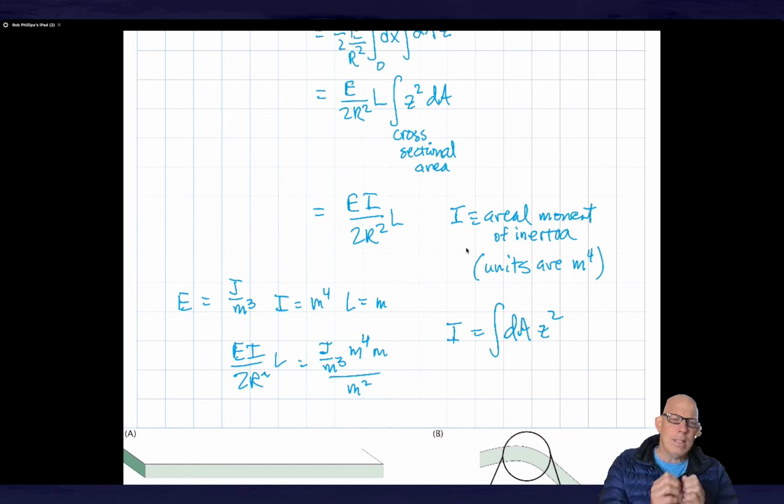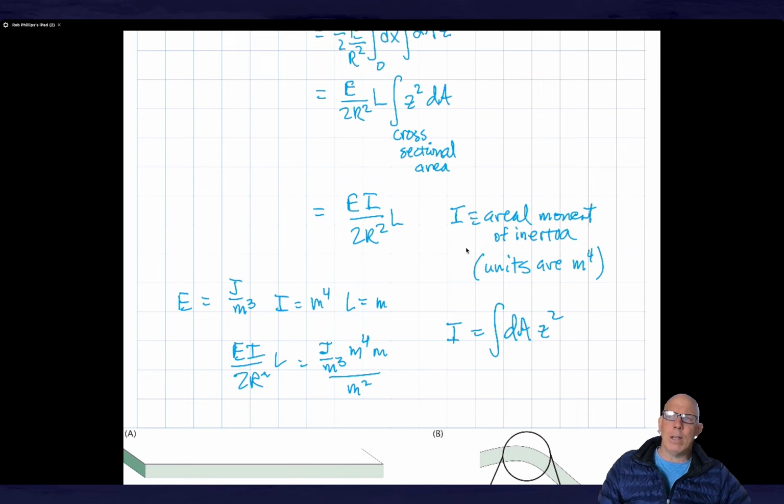And I is telling you how much of your mass is far from the neutral axis. So for example, when I have a very large diameter bike frame, all the mass is farther away from the center of the beam axis, and that gives you a larger stiffness because I is larger because of the z squared aspect.